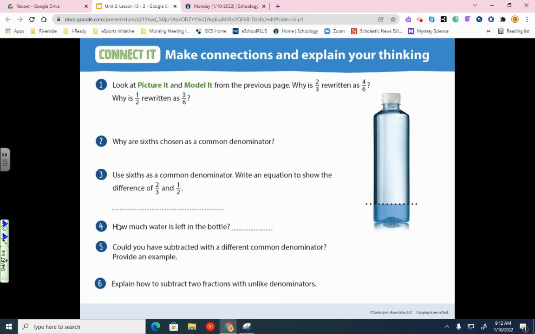So they ask, why is 2/3 rewritten as 4/6 and why is 1/2 rewritten as 3/6? The main reason is thirds and halves are different size parts.